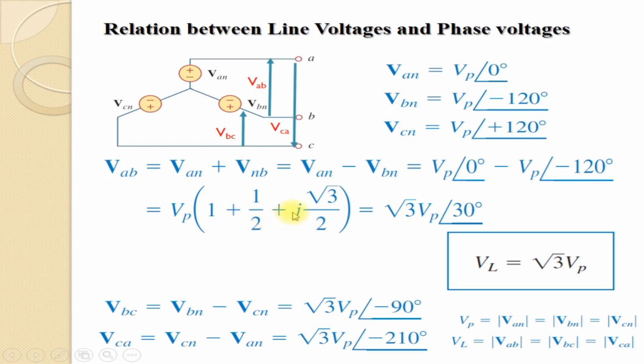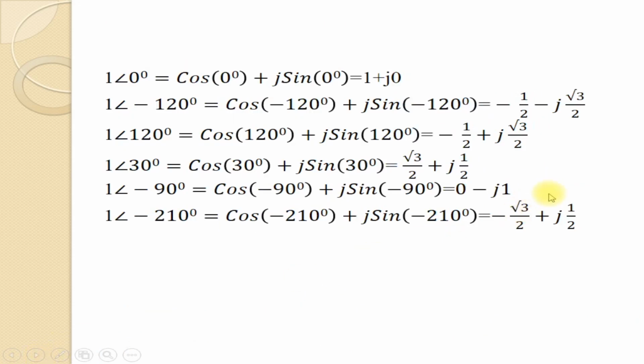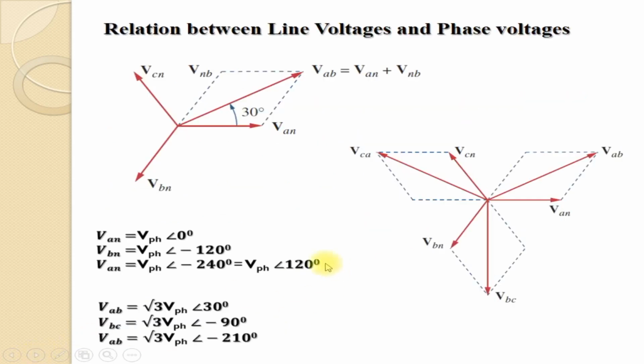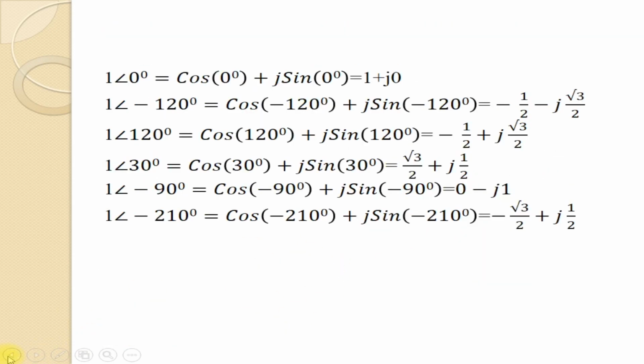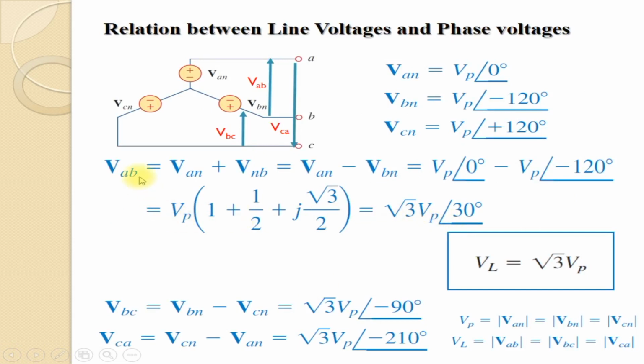root 3 by 2 plus j 1 by 2, which can be written as 1 angle 30 degree, because 1 angle 30 degree will be equal to, using this relation, root 3 by 2 plus j 1 by 2. So by substituting that here, you get VAB is equal to root 3 VP, which is the magnitude, angle 30 degree.